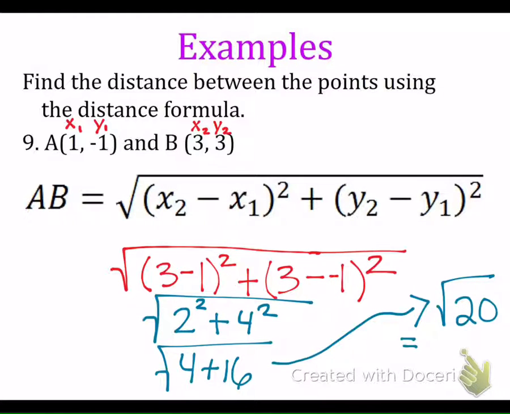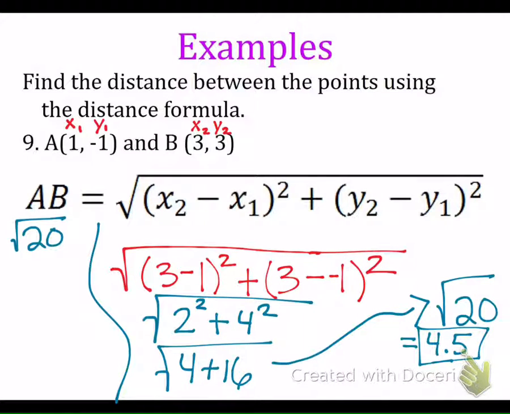Hold on one second. Let's see if we can get an answer. What is it? 4.47213. 4.47? So we're going to round that to 4.5. If it says to the nearest tenth, that's what you do. If it says simplify the radical, that's when you do this guy.